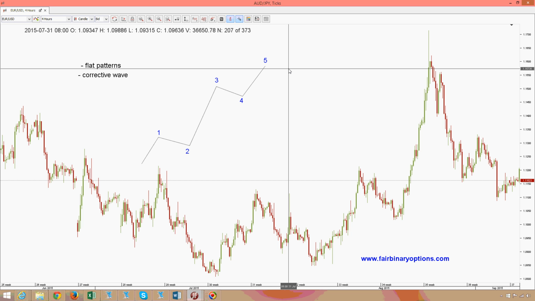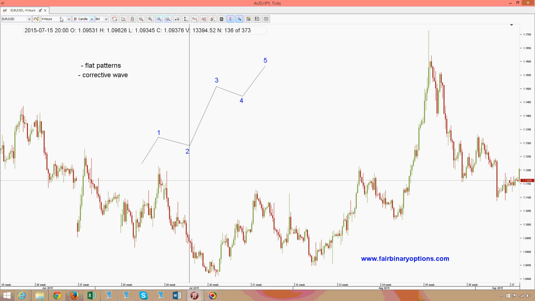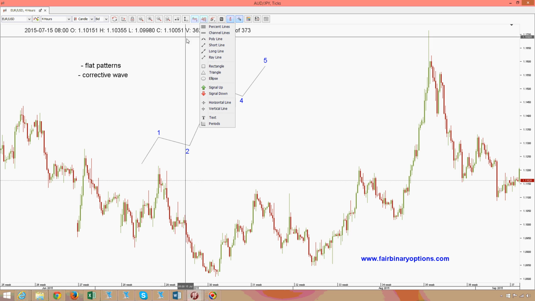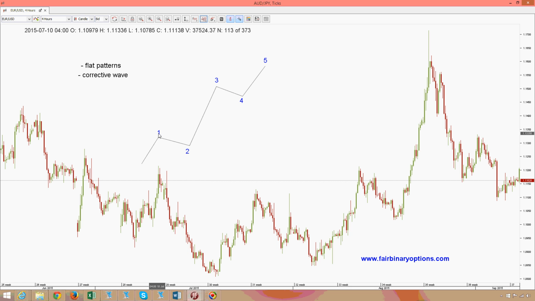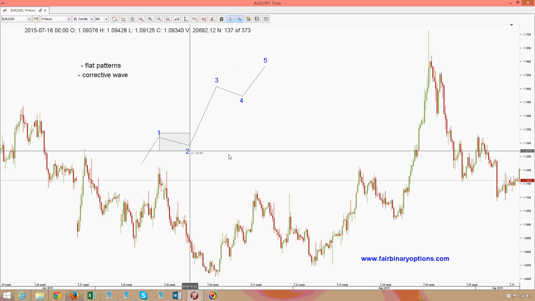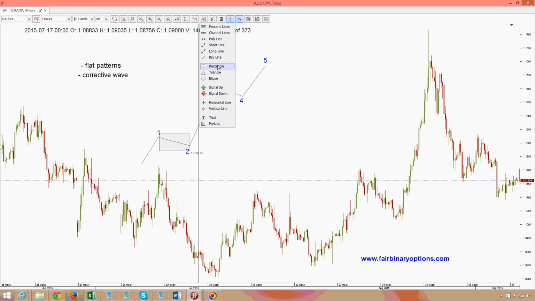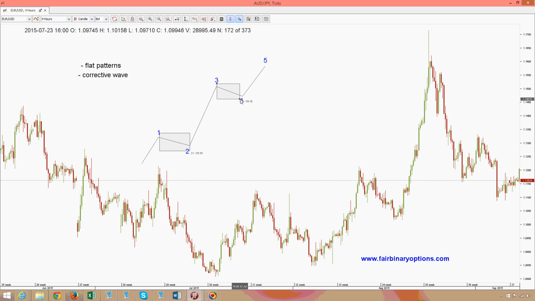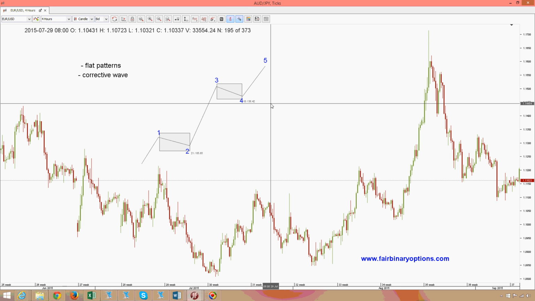Now, in any impulsive move, you have two corrective waves, which can be simple corrections or they can be complex corrections. So we are talking about the second wave in our case here. Let's try to mark the second wave, which is a corrective wave, and the fourth wave, which is a corrective wave as well. Now, based on that, we are looking for corrective patterns on these two corrective waves. The corrections can be simple or complex.